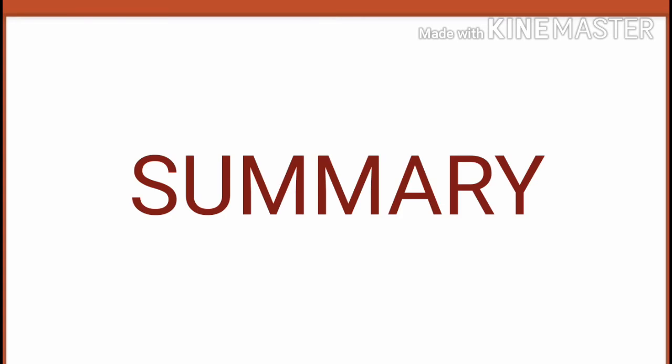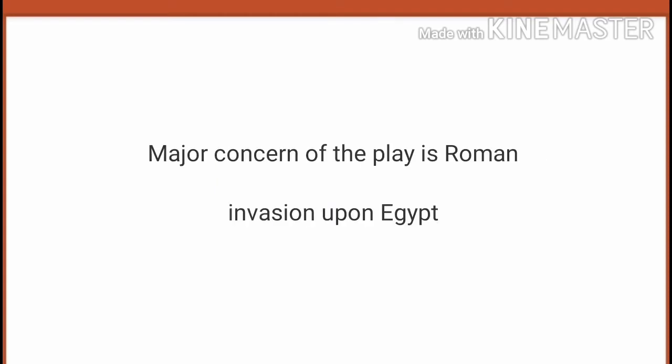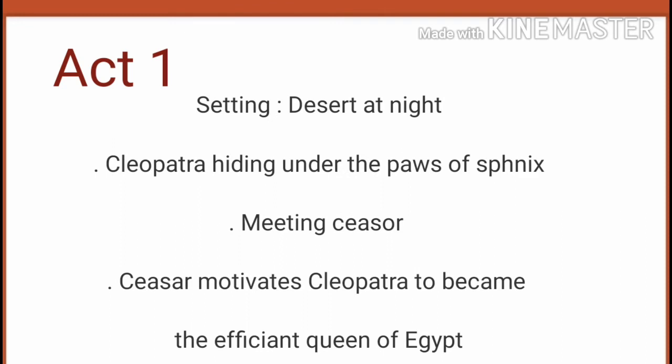Next we can go through the summary of the play. The play is all about the Roman invasion of Egypt, and here Rome is represented by Caesar and Egypt is represented by Cleopatra. Act 1. The setting of Act 1 is a desert at night.